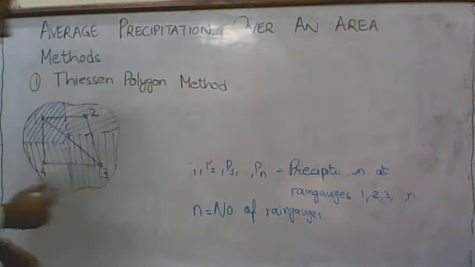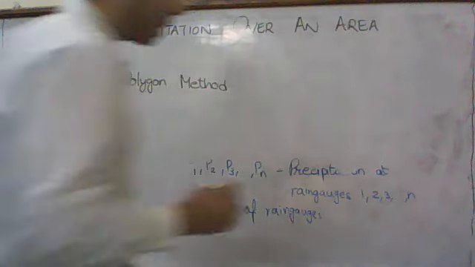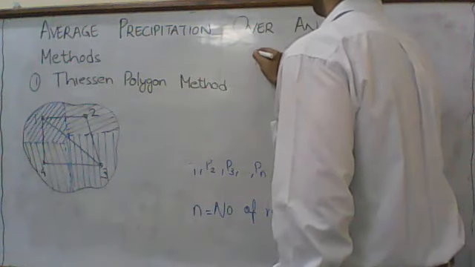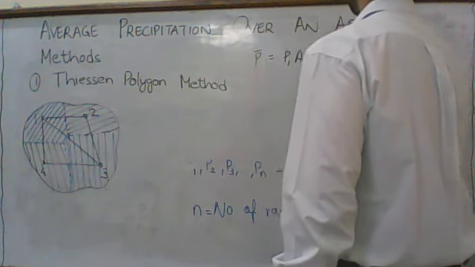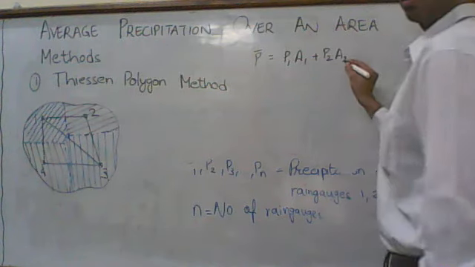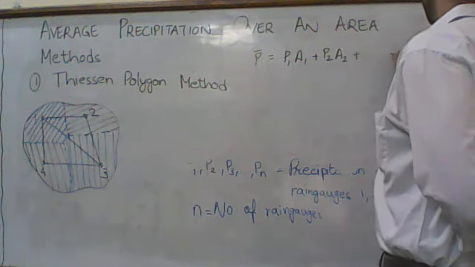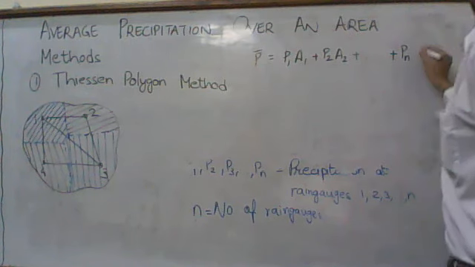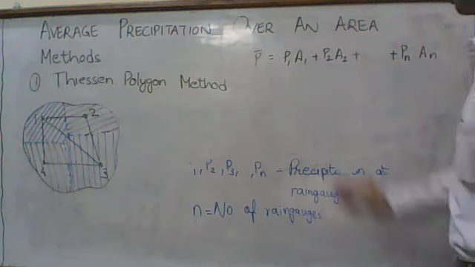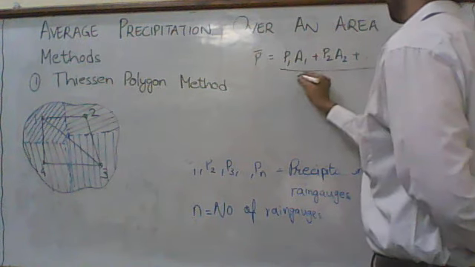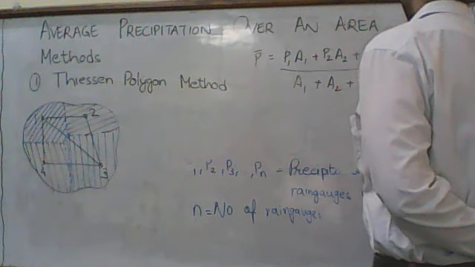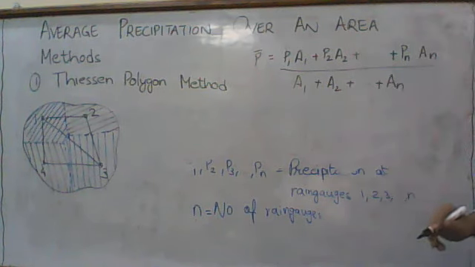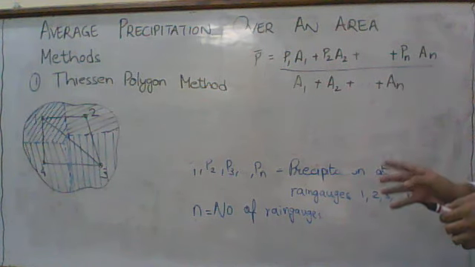Now in this case, the average precipitation is given by P bar is equal to (P1A1 plus P2A2 plus PNAN) whole divided by A1 plus A2 plus AN. Okay, this is the formula for calculating average precipitation using Thiessen polygon method.